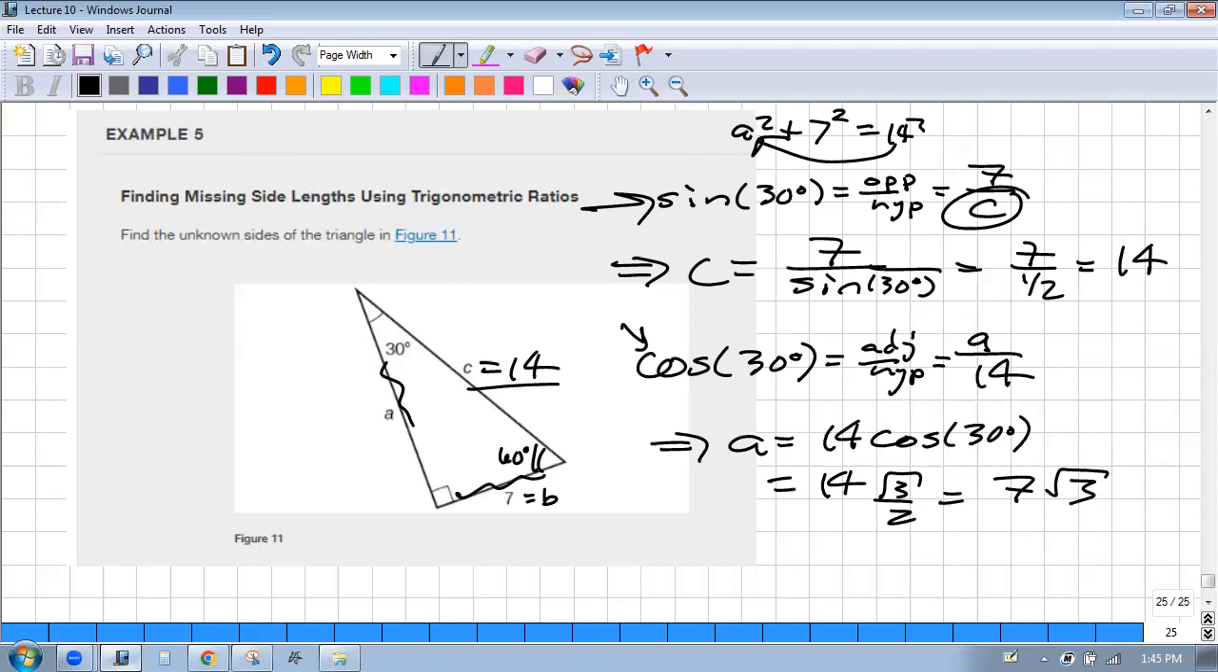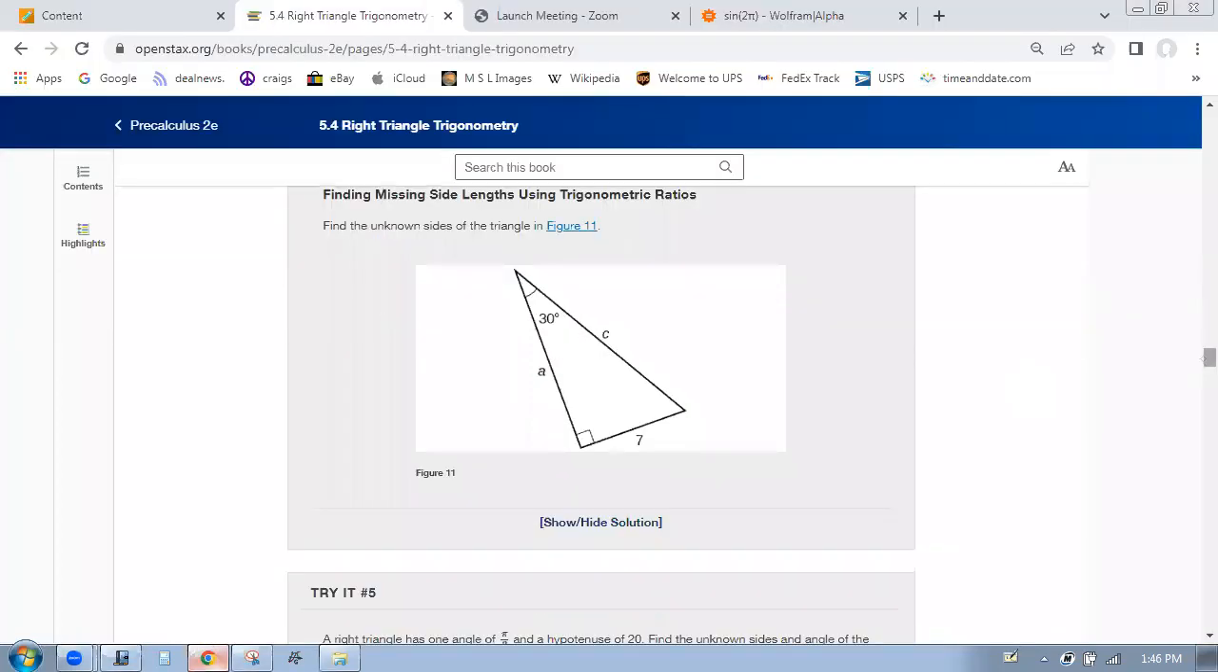Y'all follow? Here's an angle. We know this. We don't know that, right? Sine of this is this over that. And then solve for C, which is multiplying both sides by C and dividing both sides by sine of 30 degrees. I should be able to do that by now. Basic algebra stuff. Are we good?